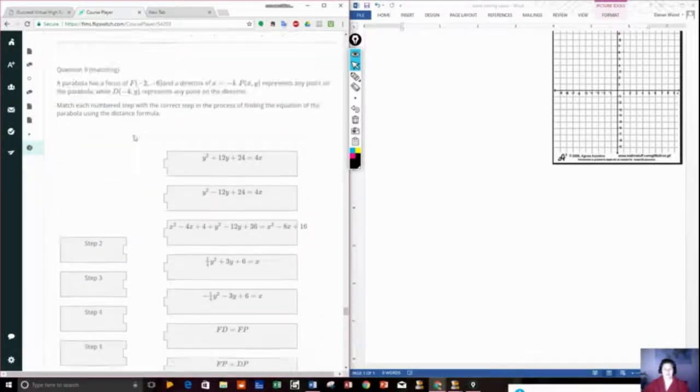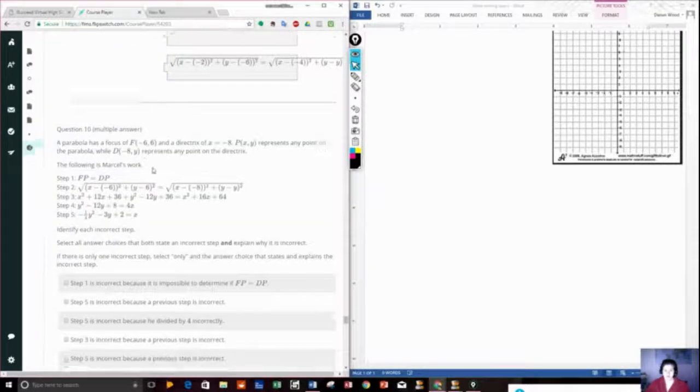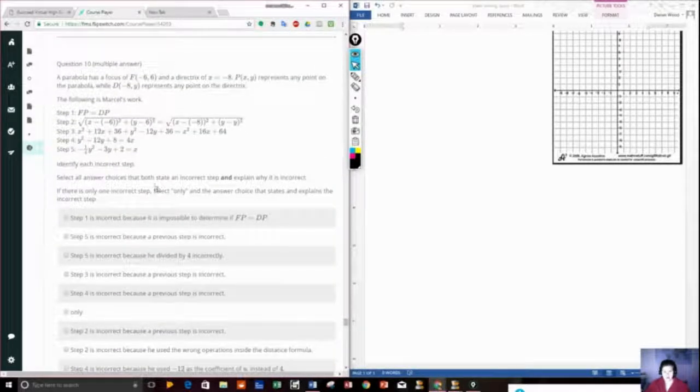Okay, lesson 1, the workbook. We're going to start with question 10 and then work our way back. Alright, so a parabola has a focus of F(-6, 6) and a directrix of x equals -8.